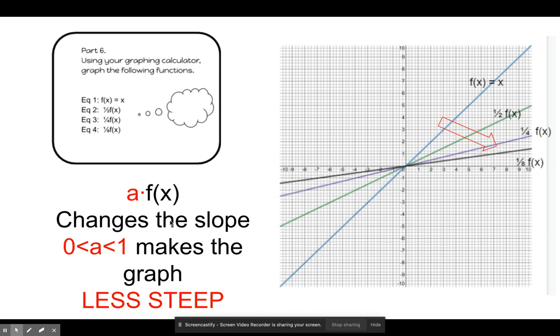So again, we are changing the slope. The slope this time is decreasing. And 0 to 1 just means that it's a fraction. So anytime we are multiplying by a fraction, it makes our slope less steep, and the line becomes more flat.